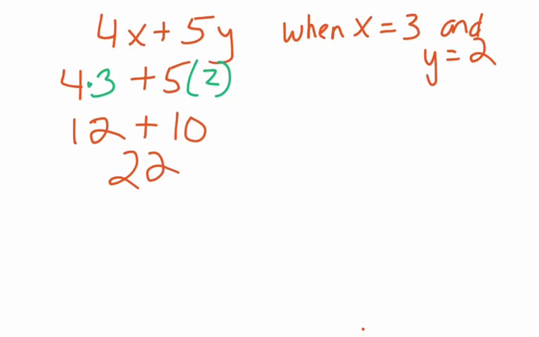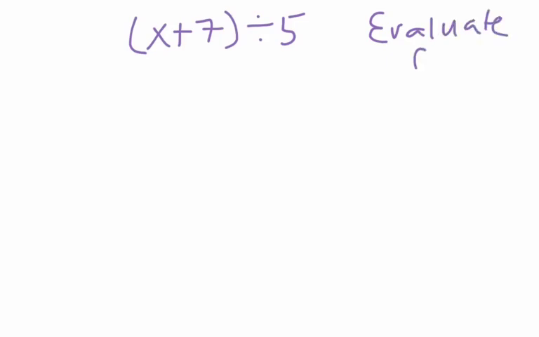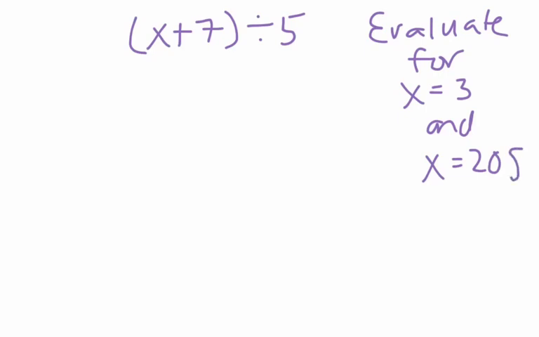Let's see if there's another one. You can be asked to evaluate for different values of the same variable. So for instance, we might have x plus 7, and then divided by 5. The directions might say something like this: evaluate when x equals 3 and x equals 208. If you see something like that, it's two different problems, because x is a variable, but it can't be more than one thing at a time.